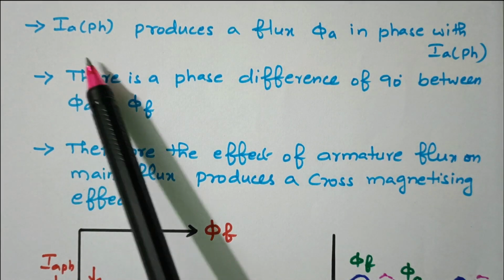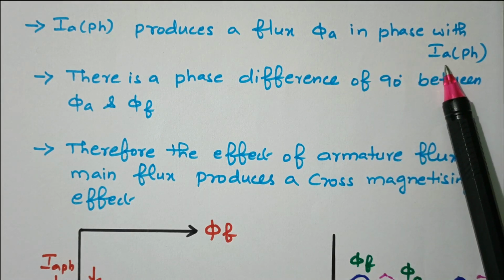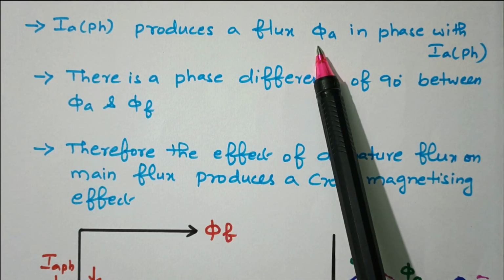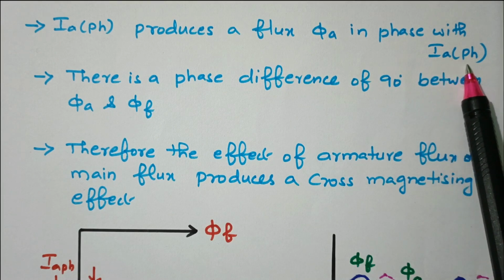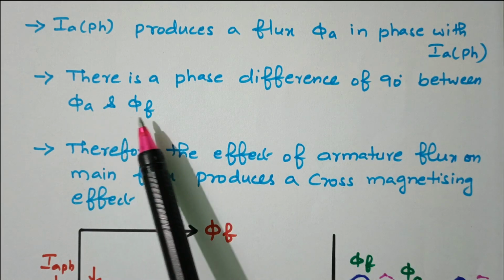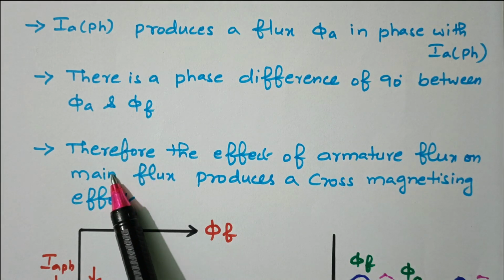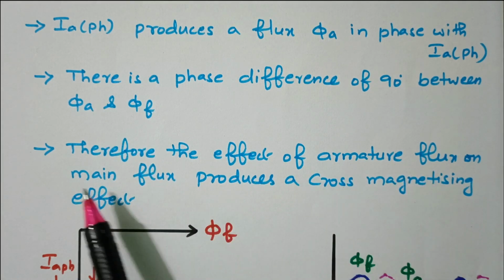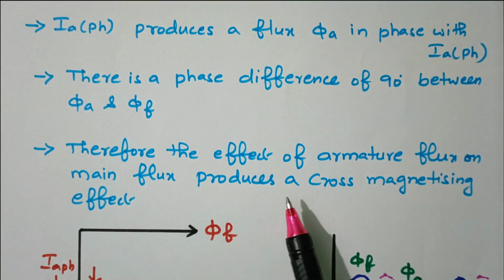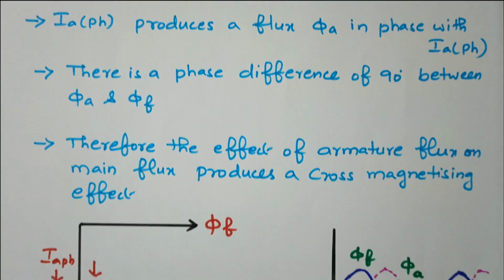So IA phase produces a flux phi A in phase with the IA phase. Already phi F main flux is there. Due to IA phase, another flux is produced, phi A, that is in phase with the IA phase. So there is a phase difference of 90 degrees between phi A and phi F. Therefore, the effect of armature flux on main flux produces a cross magnetizing effect. Cross magnetizing means the effect will cross each other. Right, now we'll see the diagram.